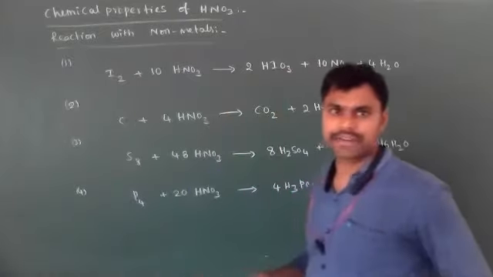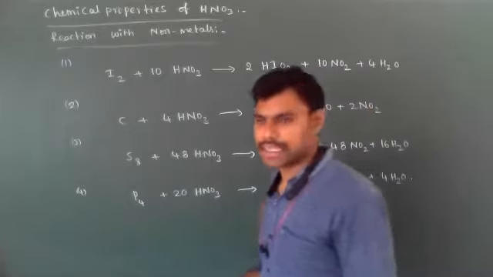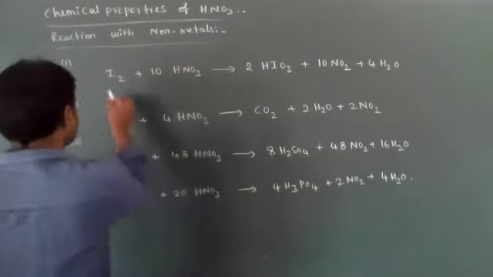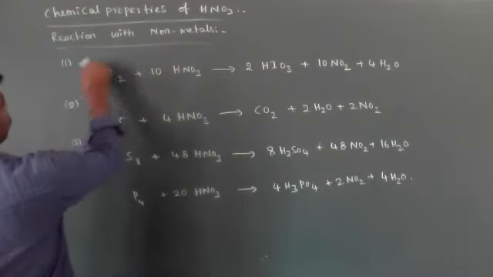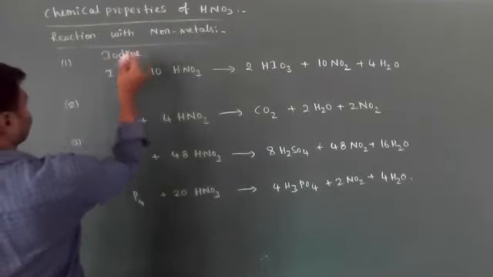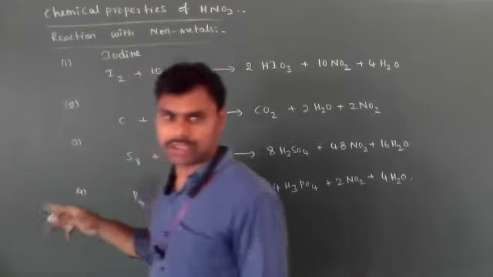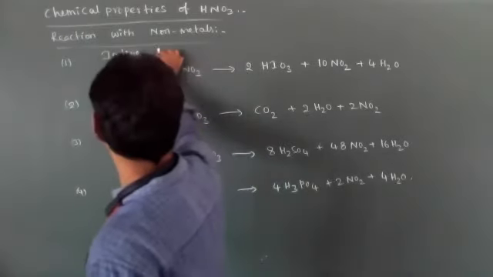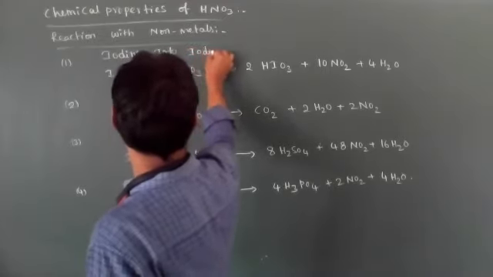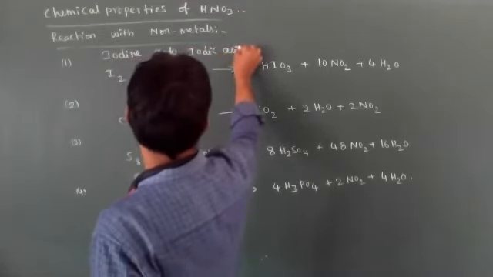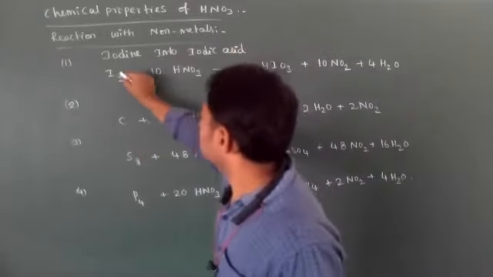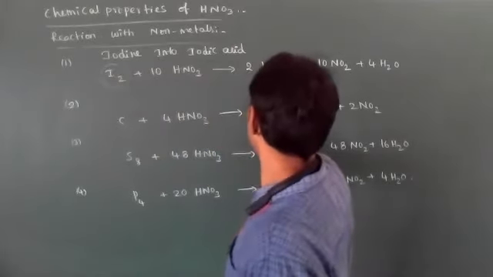We already discussed the chemical properties of HNO3 earlier. The next important chemical property is its reaction with non-metals. When HNO3 reacts with iodine, HNO3 oxidizes iodine into iodic acid. Iodine is converted into iodic acid.